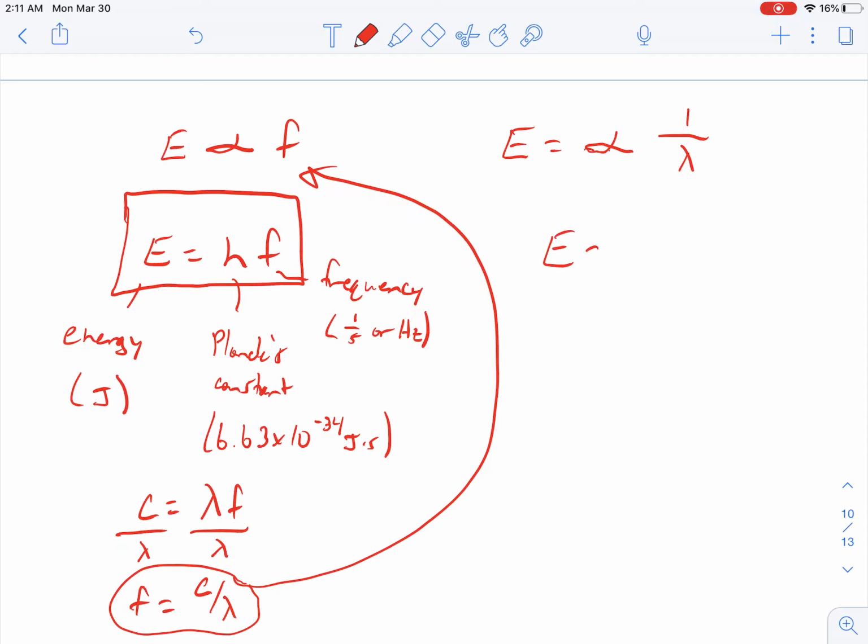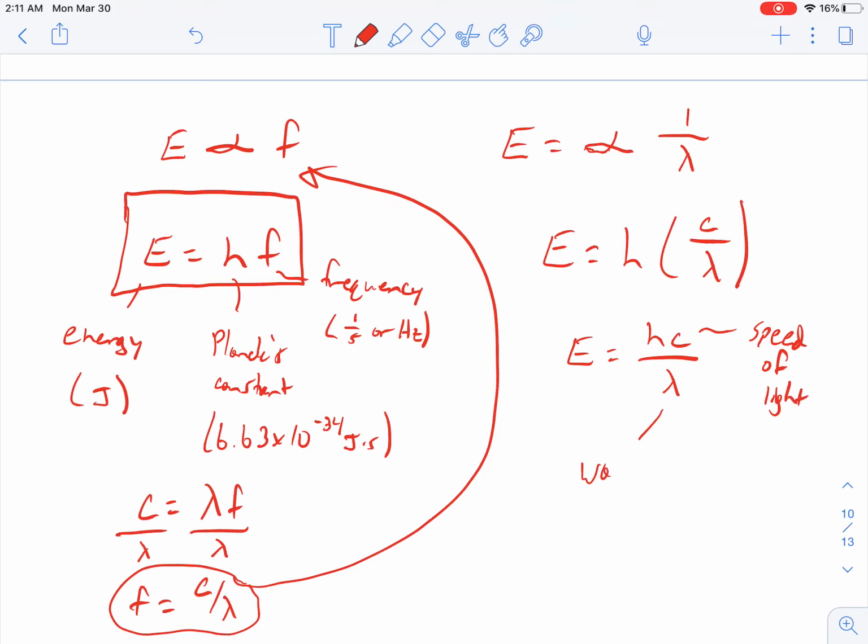The other way we can do this is by replacing our f with speed of light divided by lambda. So all we've done is plugged in the right side of this equal sign here in for f. And we can say that energy is equal to hc over lambda. Now the only difference we're looking at here is that c again is the speed of light, and our lambda is our wavelength.